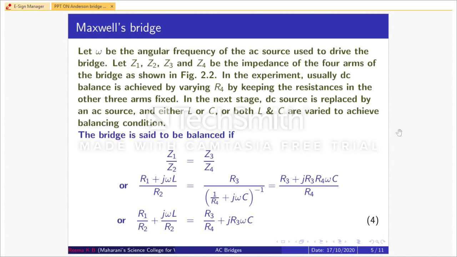The bridge is said to be balanced if Z1 by Z2 is equal to Z3 by Z4, or R1 plus j omega L divided by R2 is equal to R3 divided by (1 divided by R4 plus j omega C) whole to the power minus 1. Or we get R1 by R2 plus j omega L by R2 is equal to R3 by R4 plus j times R3 omega C.